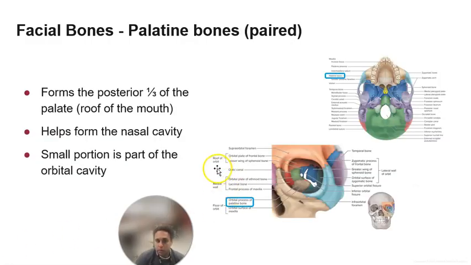Next, you have the palatine bones. Palatine bones, it basically is the roof of your mouth. So those are the bones that are contained in the roof of your mouth. They form the posterior 1/3 of the palate. They also help form the nasal cavity. So it's like those two bones here. So you have two of them, and a small portion of it goes all the way to the top, so a small portion of it is part of the orbital cavity of the eye. And it basically forms the roof of your mouth.